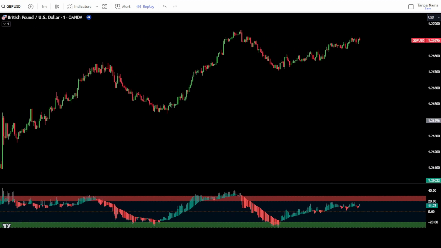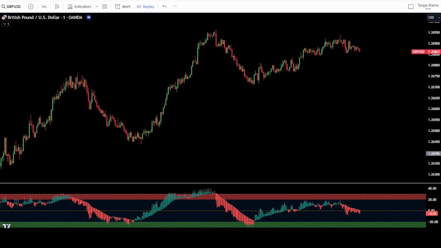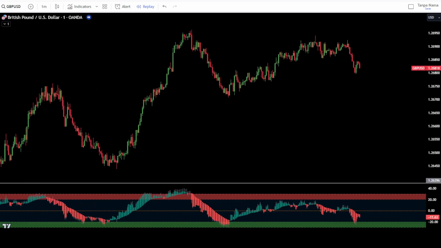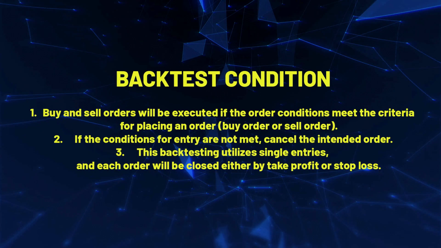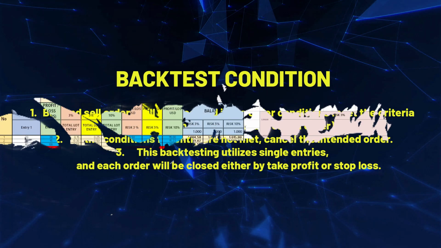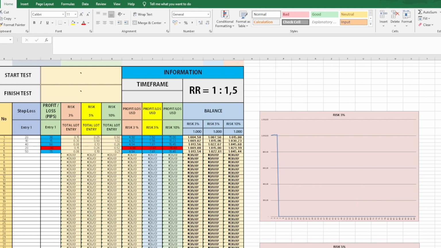Now, let's proceed with backtesting for a total of 100 trades using this 1-minute scalping strategy. But before we dive into that, let's review the conditions of this backtest. We implemented a lot sizing table with a compounding system to maintain your psychology and money management.